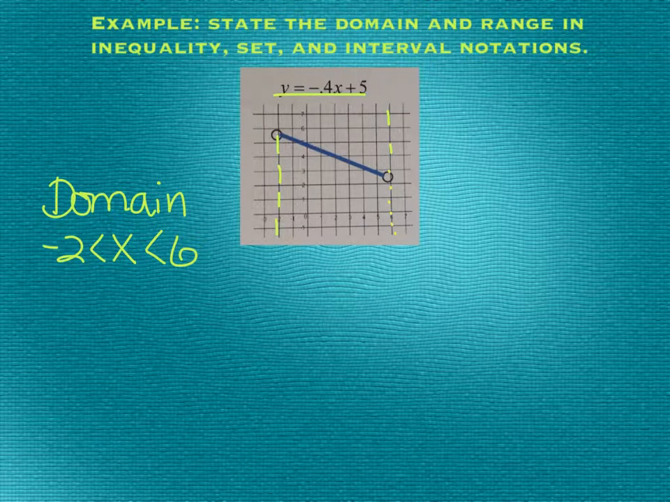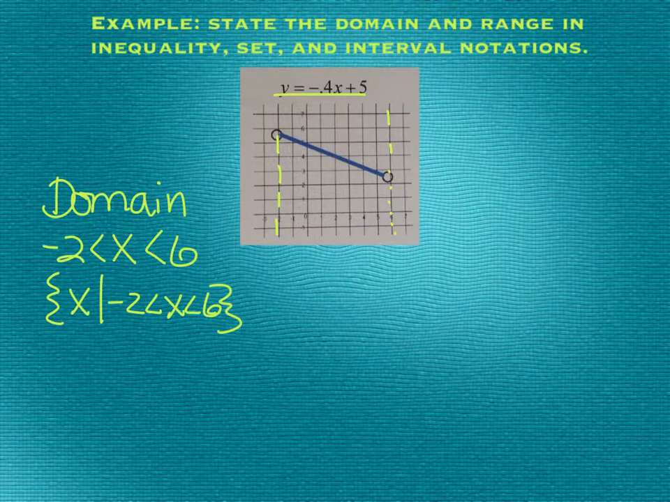If we were going to write it in set notation, we would want to say fancy bracket, x given -2 is less than x is less than 6. And if we wanted it in interval notation, which is my favorite notation, we would have a soft bracket -2, comma 6. Remember, least to greatest every single time.